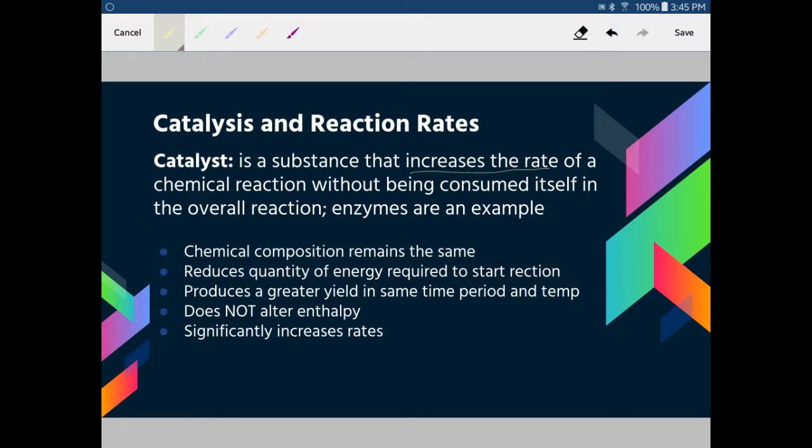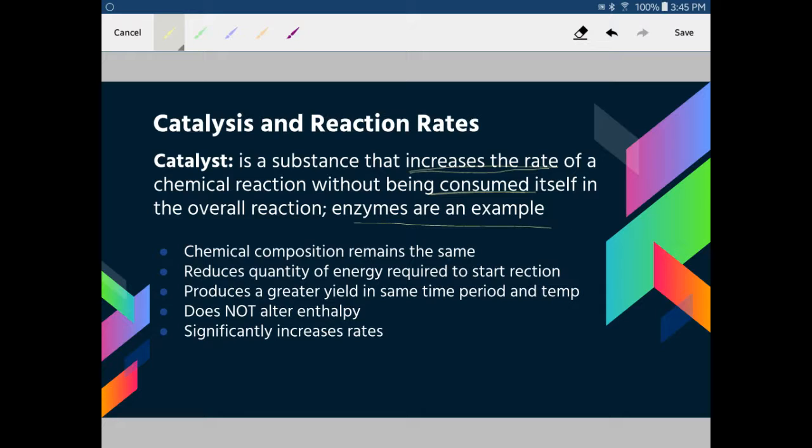It increases the rate of a chemical reaction, and it's never consumed. It is never part of the reaction. It just plays a role in guiding the reaction. Okay, so enzymes again are an example.